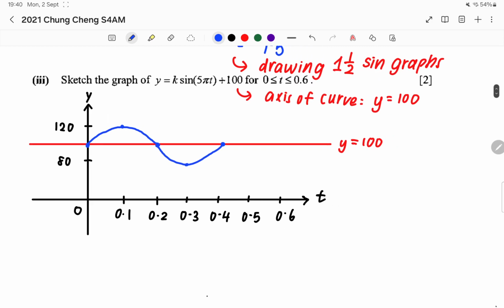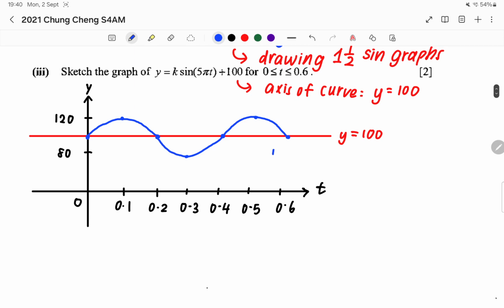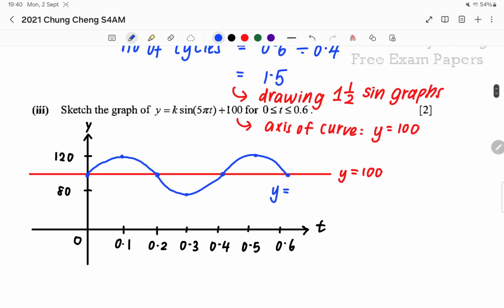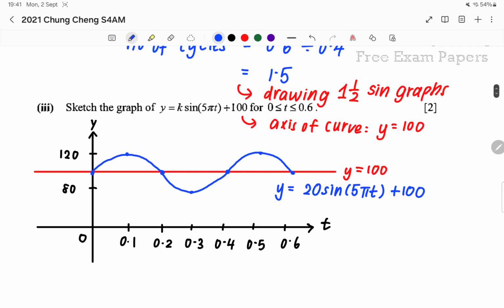So that's one cycle. Remember, we're left with half of it, so we have to finish up to this 0.6 over here. I'll just follow the pattern again. This 0.5 is up here, then this 0.6 is over here. Now I'll just finish this up. Alright, and done. So this will be our y equals 20 sine 5 pi t plus 100.